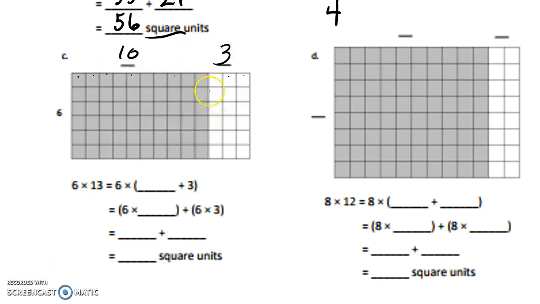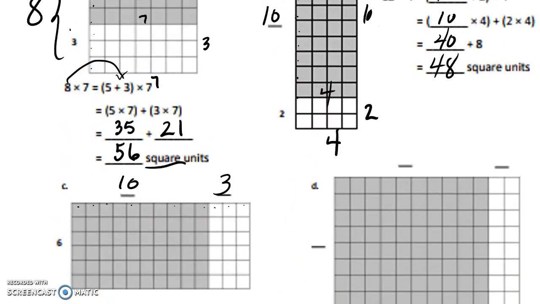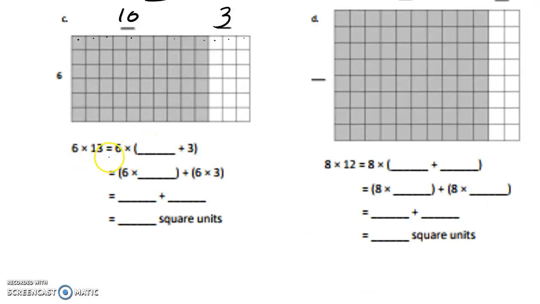So this rectangle is turned differently than the first two, so it's going to look a little different. We have 6 rows times, we have 10 plus 3 to make the 13. I just renamed 13 as 10 plus 3. Now the multiplication sentence for the shaded section is 6 times 10. And the multiplication sentence for this section, I know this opposite side is 6, right? So it's 6 rows there times 3. 6 times 10 is 60. 6 times 3 is 18.